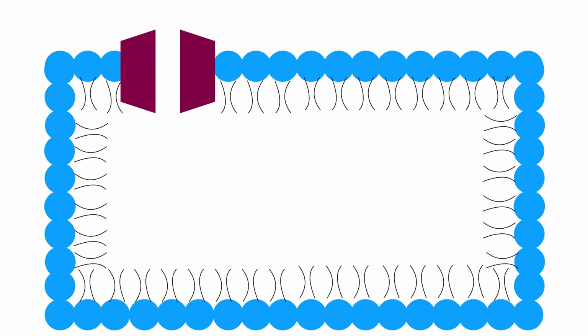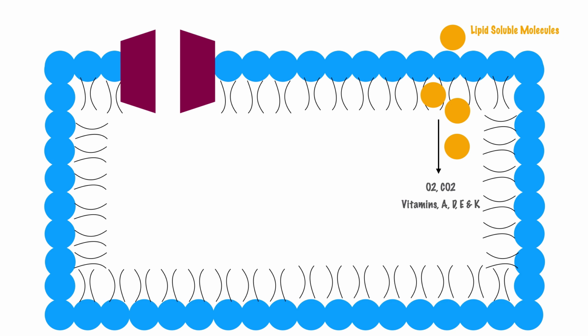So with the cellular membrane in mind, it's important to note that molecules must enter and or exit the cell as part of normal cellular physiology. And one of the things that can be helpful in understanding how these molecules interact with or pass through the cell membrane is to group them. The first category we'll investigate are lipid-soluble molecules. And lipid-soluble molecules can pass through the cell membrane with relative ease, unaided. Examples of these molecules include oxygen, carbon dioxide, and vitamins A, D, E, and K.